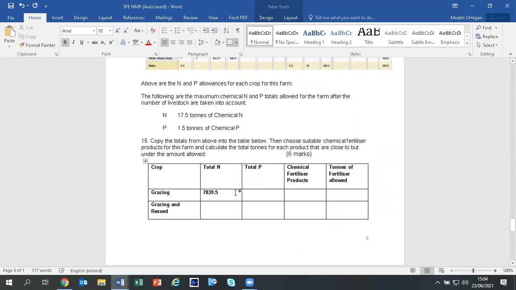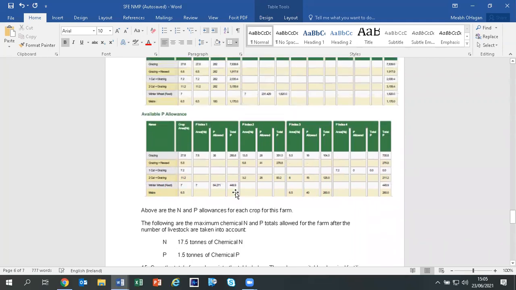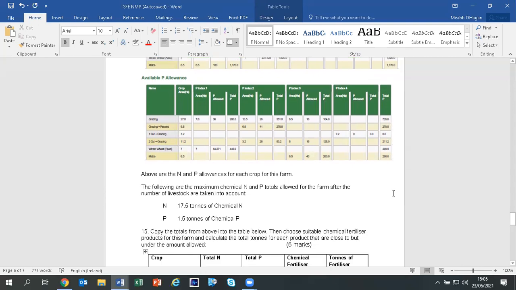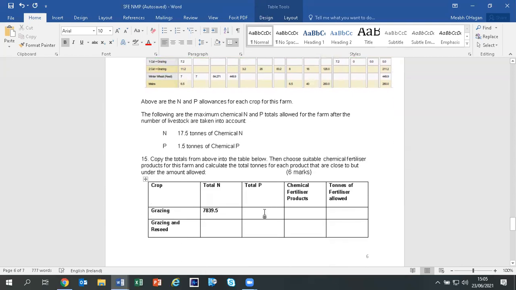We should then be doing the same for our phosphorus. Scroll up. Here's our phosphorus allowance. Come to our grazing ground. As we can see, there is some ground in index 1, some ground in index 2, some ground in index 3. So again, in this scenario, the best thing to do is come to our total to get our figure, and that figure then should be popped into this box. And that gives us our total nitrogen and total phosphorus for the grazing ground.